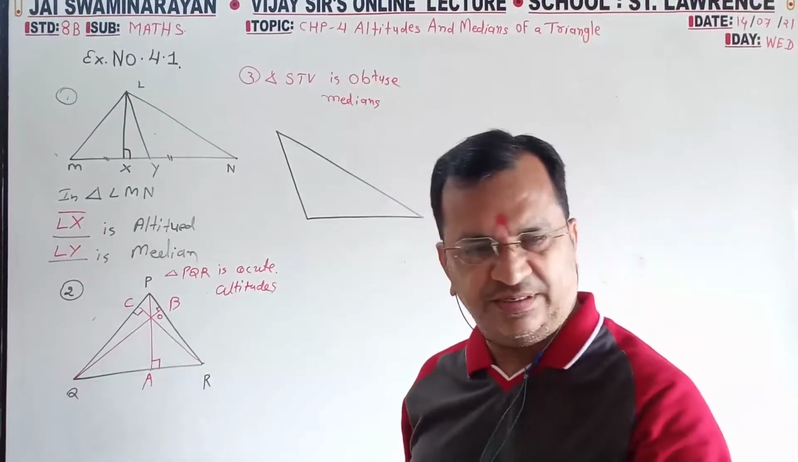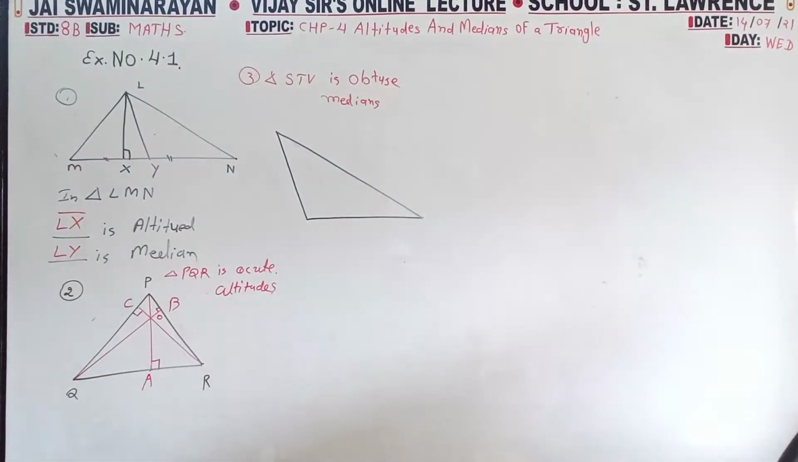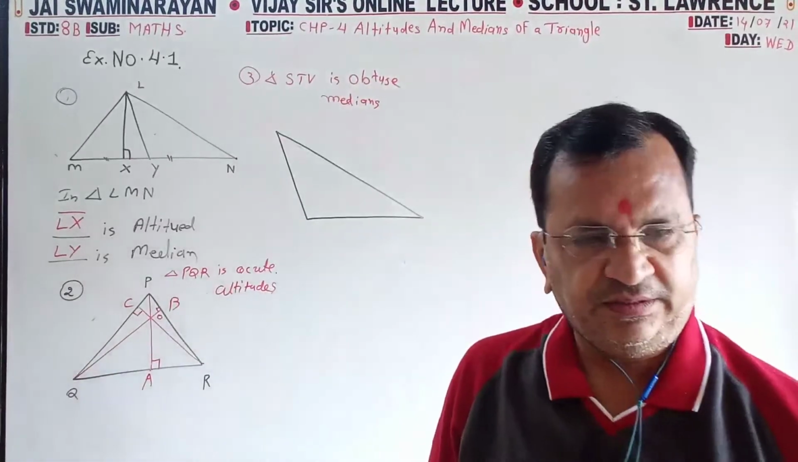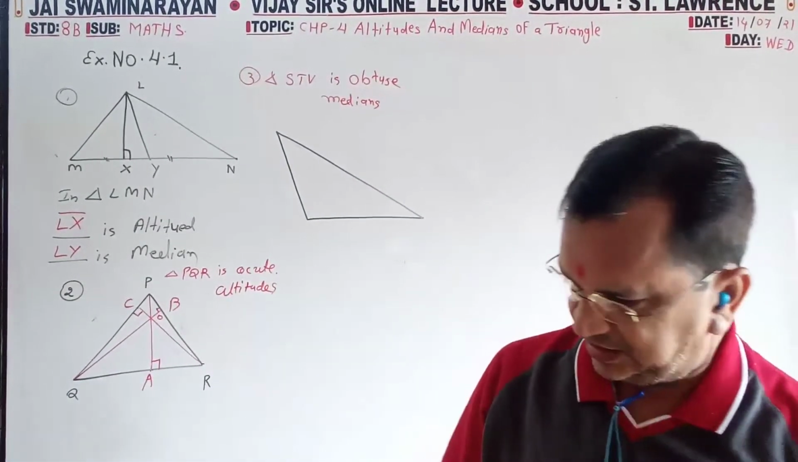Okay, now third question: draw an obtuse triangle, its medians, and show the centroid. Now with the scale you have to measure.